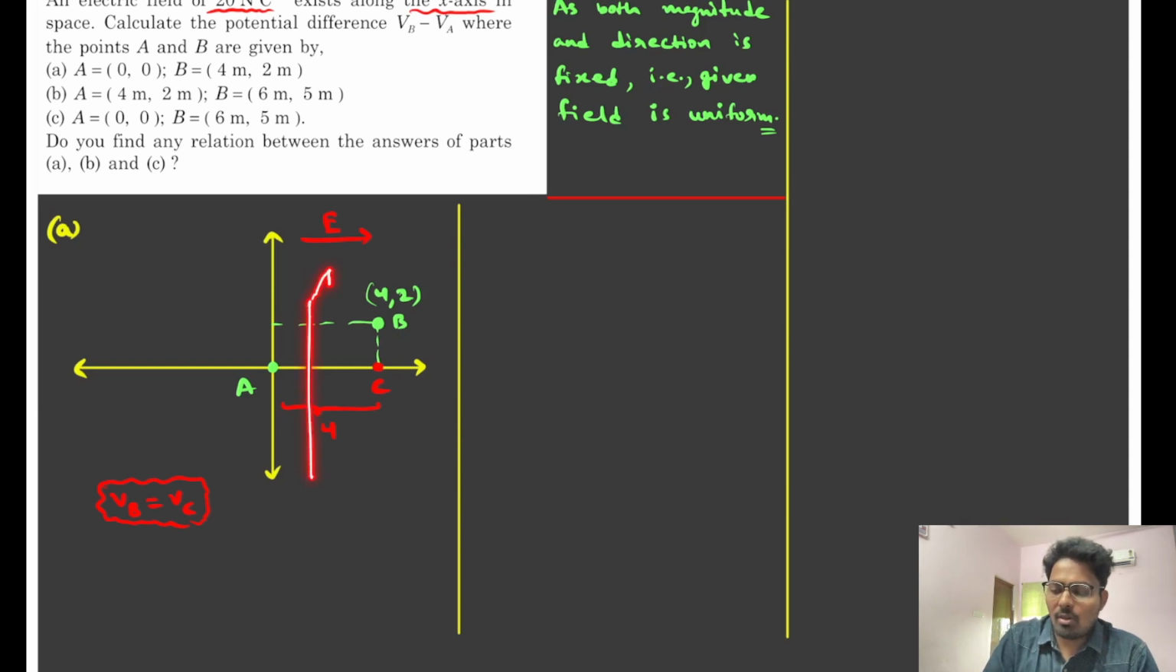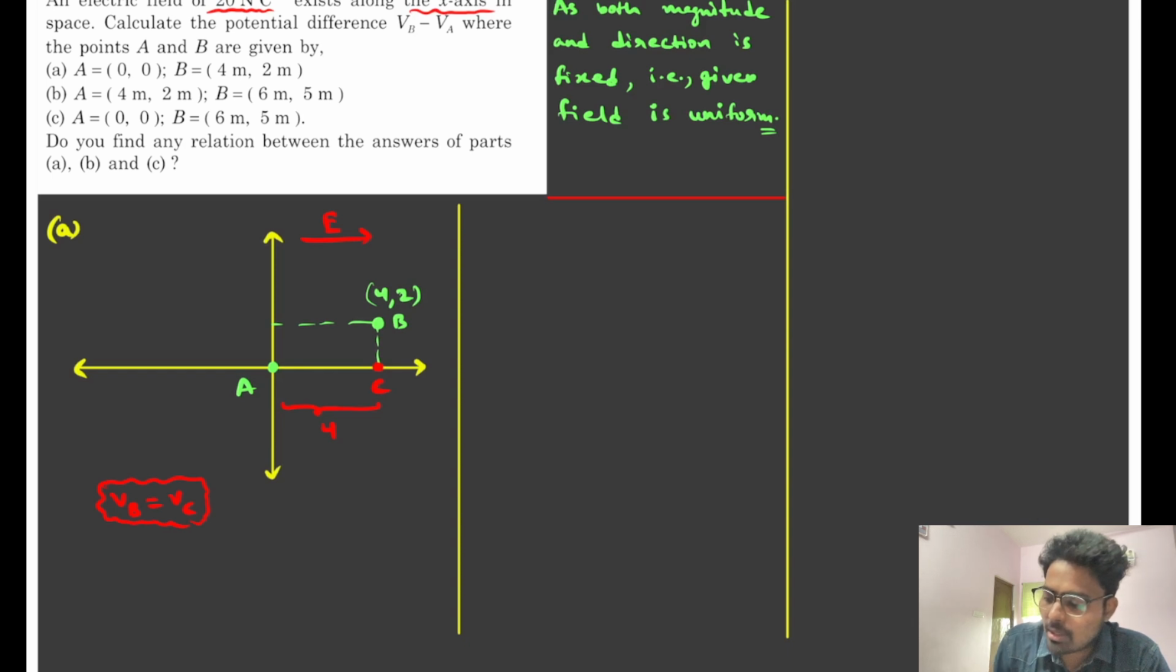That plane we'll call an equipotential surface. Okay, that's a different concept. So you understood why VB equals VC, because there is no electric field in this direction. Now I can find VA minus VC. Sir, how can I find VA minus VC? You can easily find it by using the formula.